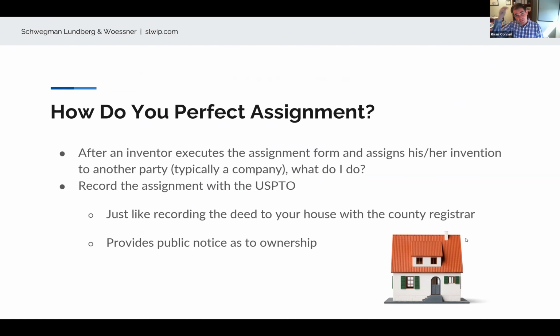If the assignment is executed and sitting on your desk or in a file alone, it's not going to do too much for you. What you really have to do once it's executed is record it with the patent office. It's analogous to buying any property, a house or a piece of land, where you record it with the county registrar. The reason is that patent policy wants you to provide notice to the public of who actually owns the patent.